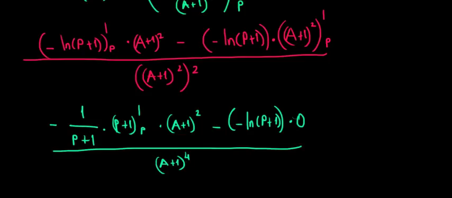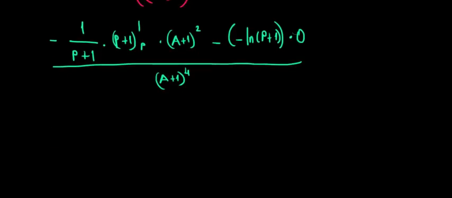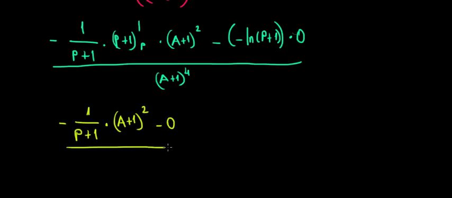Okay, let's go on, because we're almost finishing this step. We have minus 1 divided by P plus 1, times the P plus 1 derivative, well, that's just 1, so we can keep it like that, times A plus 1 to the power of 2. There we have a 0, so minus 0 divided by A plus 1 to the power 4. Let's note here that we have something to cancel out.